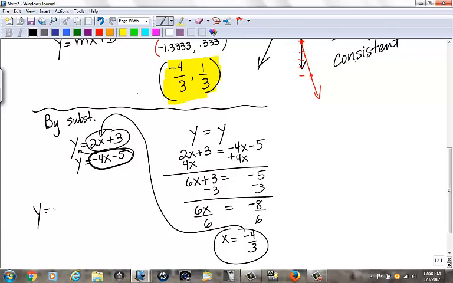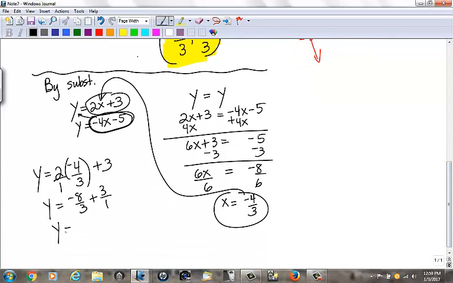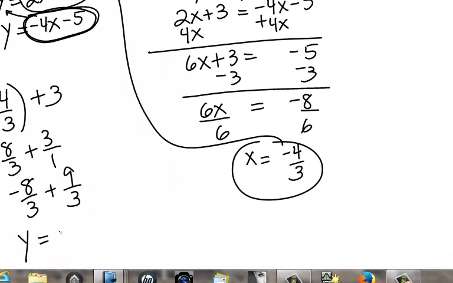So if I did y equals 2 times negative 4/3 plus 3, and this 2 is like over 1, so that's y equals negative 8/3 plus 3 over 1. 3 is 9/3, so y equals negative 8/3 plus 9/3, so y equals 1/3. And they will always write the answers as an ordered pair, alphabetical, so it's negative 4/3, 1/3. So substitution is another method. Any questions on that one?